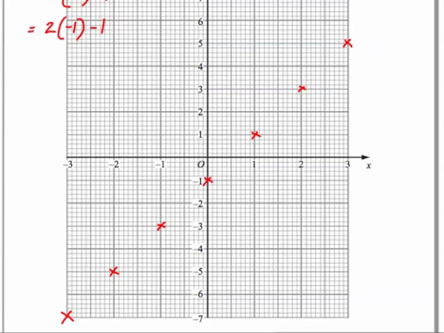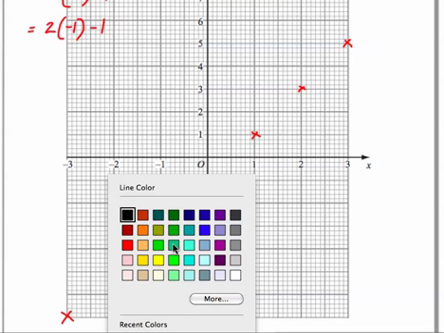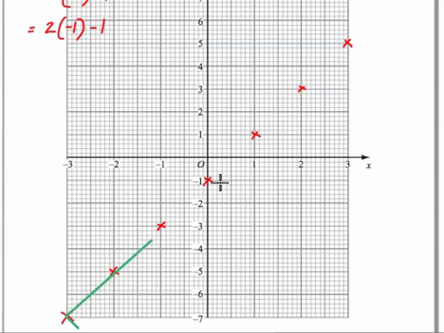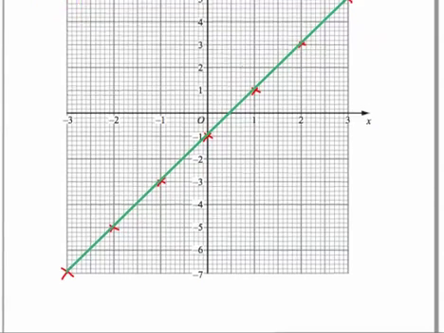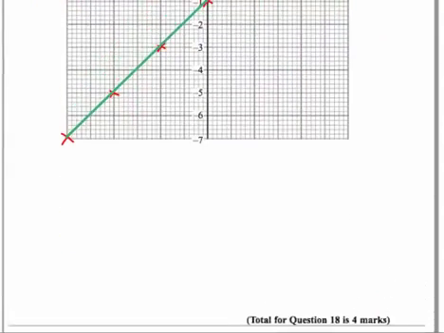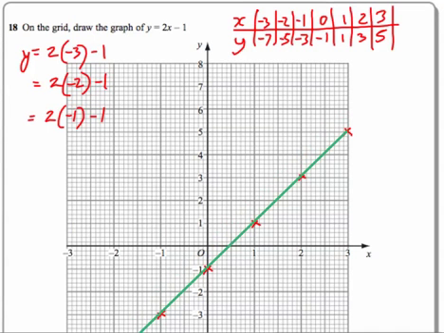Okay, then all we do is we plot that line. Let's go for a nice green line, shall we? And there we go. Okay, so just get rid of that. Or maybe not. Oh, there we go. So the total for that was 4 marks for an easy graph like that, so that's good, isn't it?